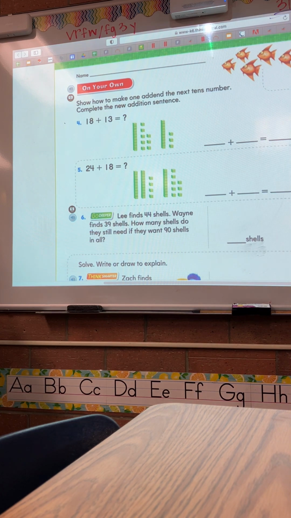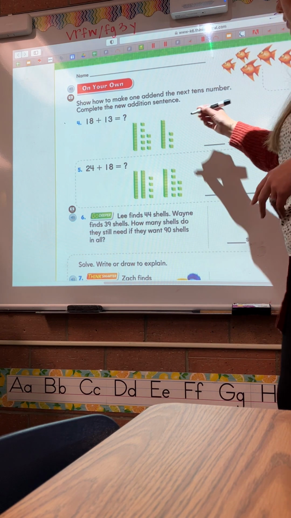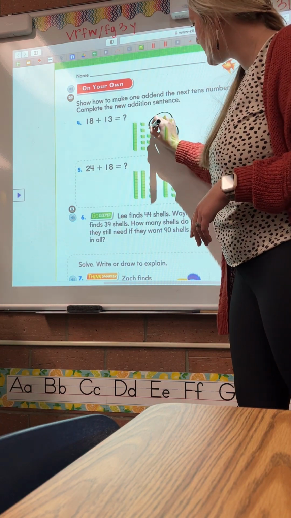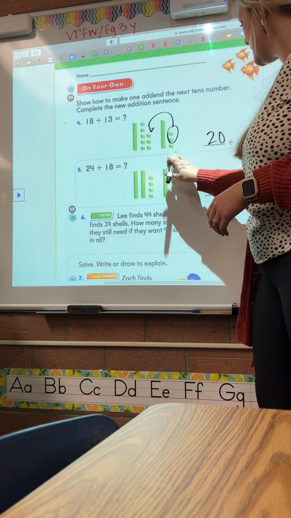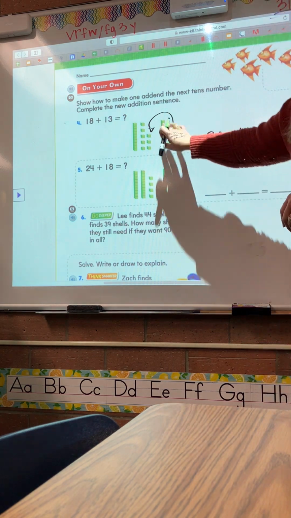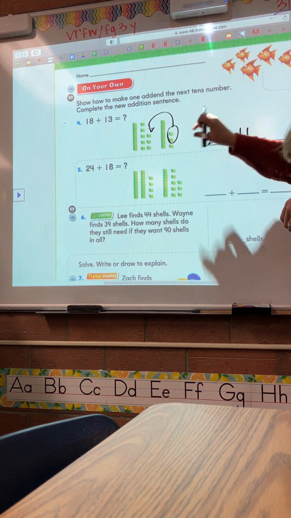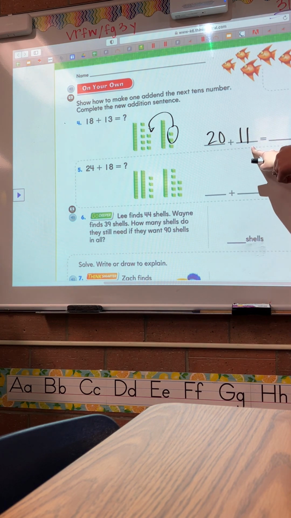18 plus 13, 18 only needs 2 more to get to its next 10, so now I have 10, 20. Plus 10, 11. So I have 10, and then one that wasn't included in that group, so 20 plus 11 more. 30 plus 1 more is 31.